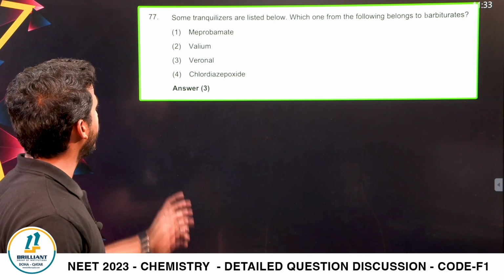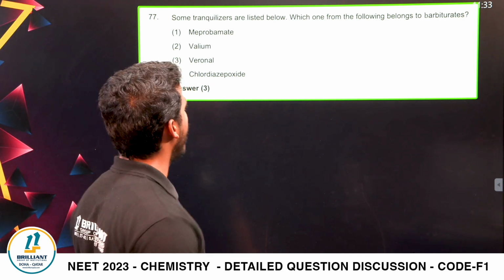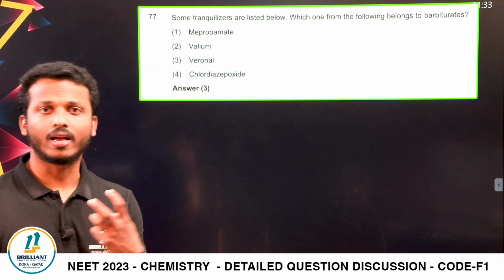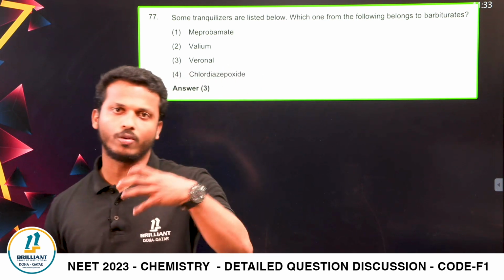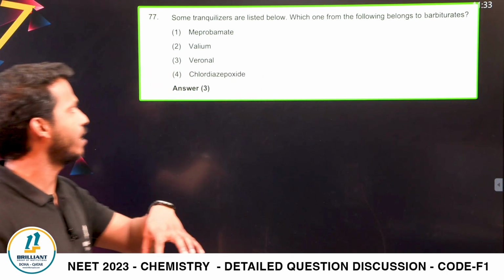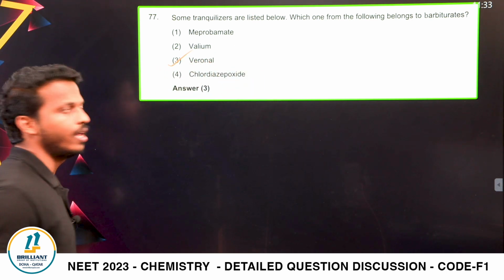Next one. Some tranquilizers are listed below. Which one from the following belongs to barbiturates? You study in chemistry in everyday life, the medicines and their purpose. Barbiturates, the one which is used for reducing stress and all to get good sleep. That is Veronal. That is option number 3.